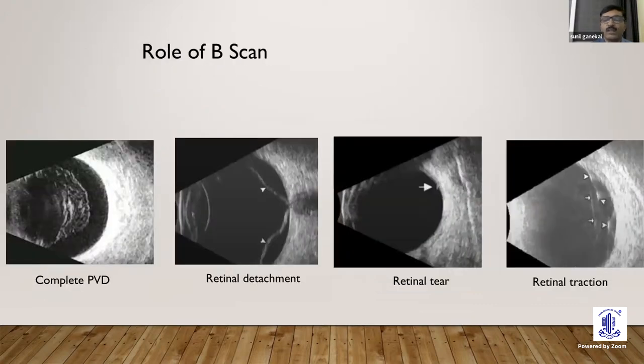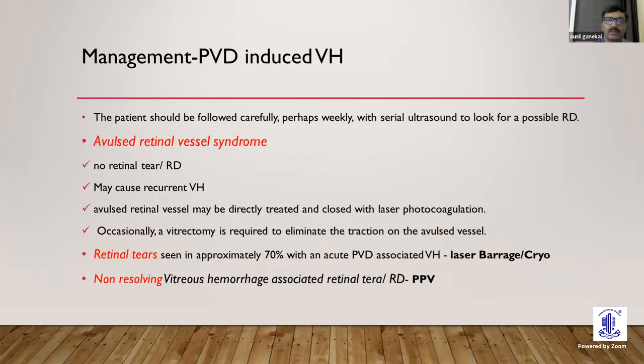The B scan, if it is associated with a vitreous hemorrhage, as the pictures clearly show, could reveal a complete PVD. Vitreous hemorrhage could be associated with detachments. Sometimes large tears can be picked up on a B scan, or even retinal tractions. So B scan is a very useful tool if a patient has a PVD-induced vitreous hemorrhage, which helps you make a decision faster on how to manage these cases.